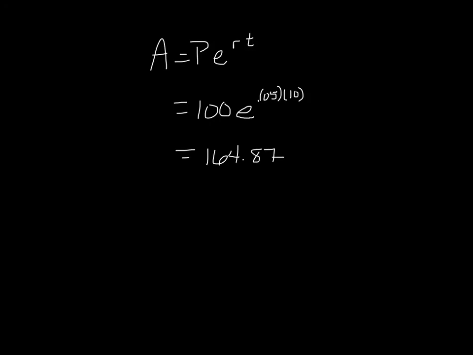$164.87. Now, nothing else is going to give you a higher rate. You can't do this by the minute and get anything higher. This is continuous. So this is the highest amount that you can get when you have that interest rate with that amount of money deposited.